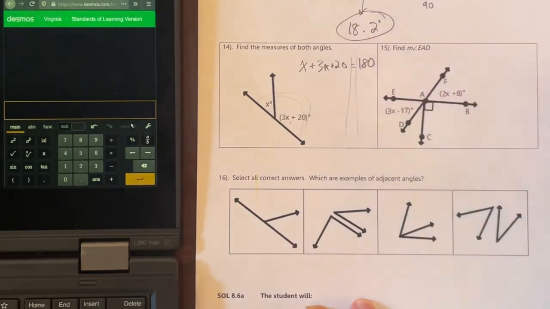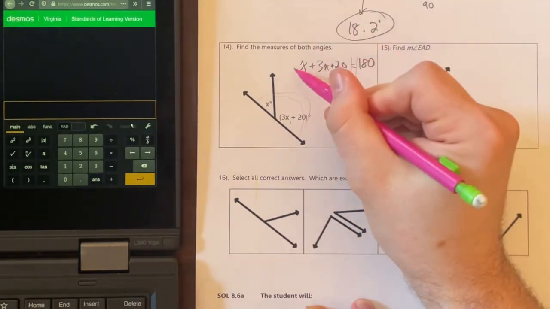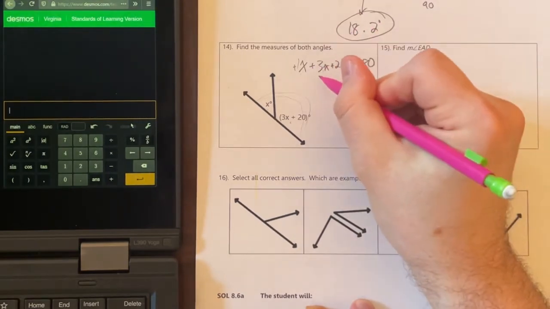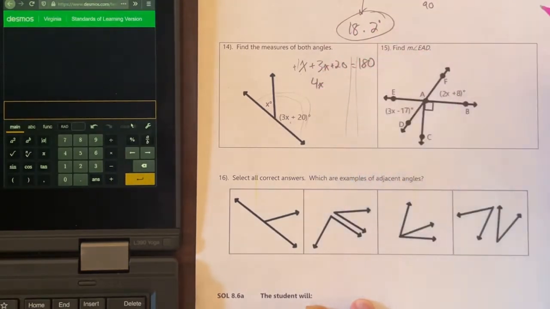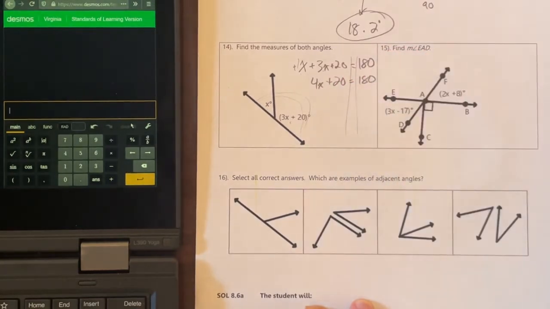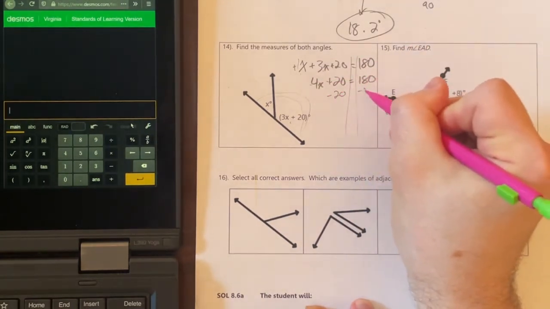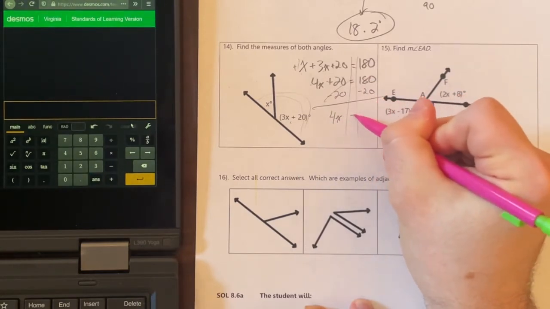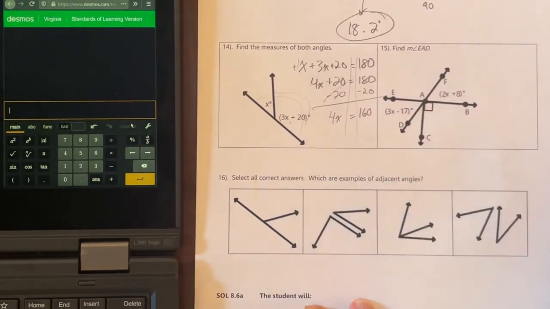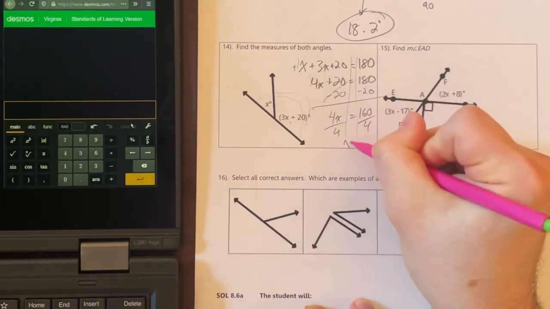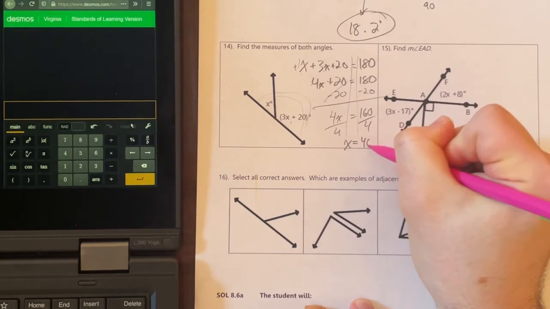I can draw my lines if I need to. Combine like terms first, add those coefficients together. I have 1x plus 3x, which is 4x. The rest of the equation stays the same. So I have 4x plus 20 equals 180. Do those inverse operations to get x by itself. I subtract 20 from both sides. The 4x comes down, I have 160. Divide both sides by the coefficient, and so x is going to be equal to 40 degrees.